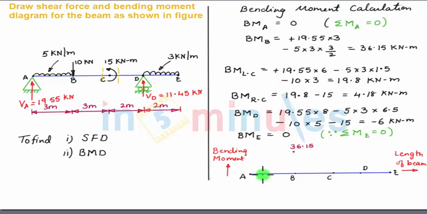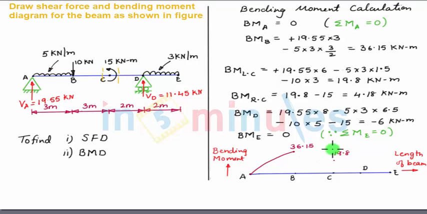Now how the bending moment is varying between point A and B. Now if you see in the load diagram, there is a uniformly distributed load between point A and B. So the variation of bending moment between point A and B will be parabolic, and the curve will be parabolic curve as shown in the figure. Now bending moment towards left of C is plus 19.8 kilonewton meter. So above C, let me plot plus 19.8 kilonewton meter bending moment.